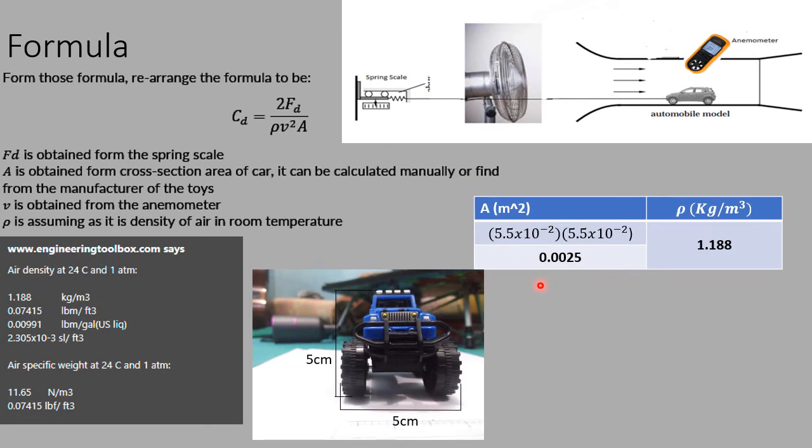At first we use the website Engineering Toolbox, and it says that when the air density is at 24 Celsius and 1 atm, the rho is 1.18. So we have the rho, and for this case I'm using this car. This is like a Jeep car, and the cross-section area is 5 times 5 centimeter. So we have the area in square meter, about 0.0025.